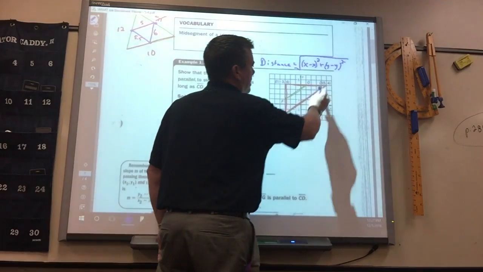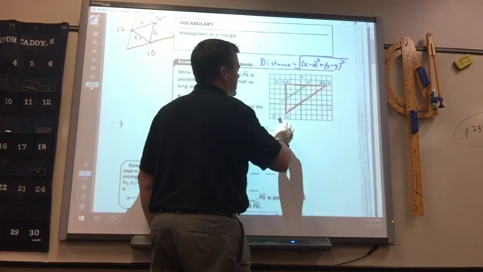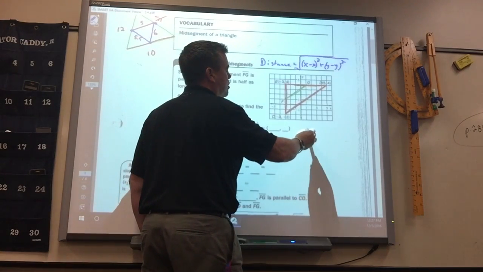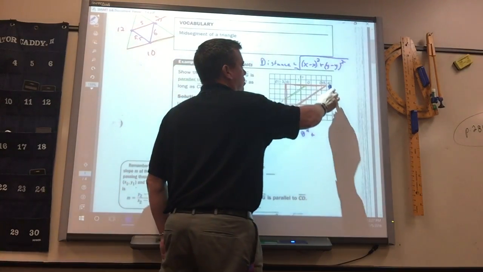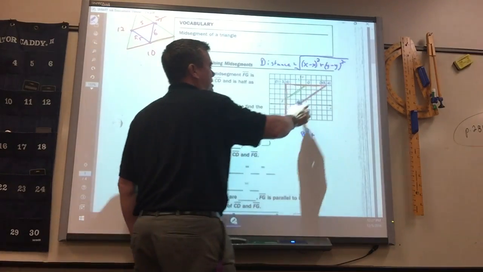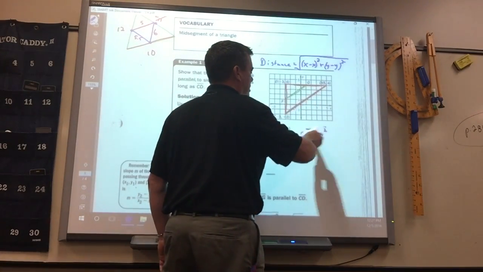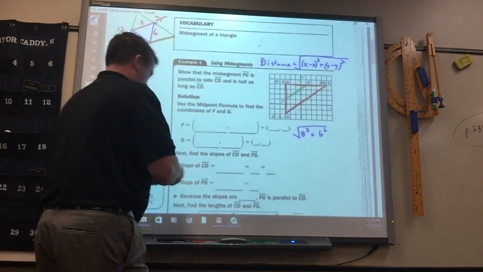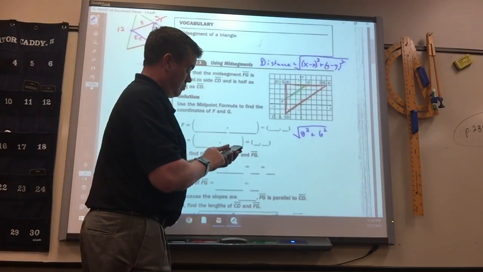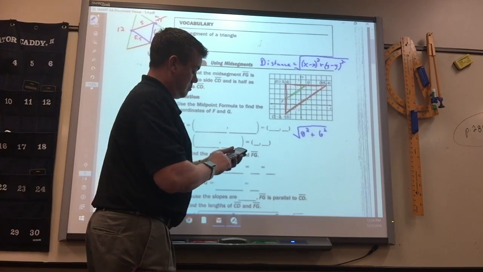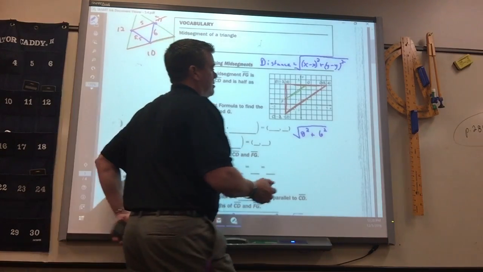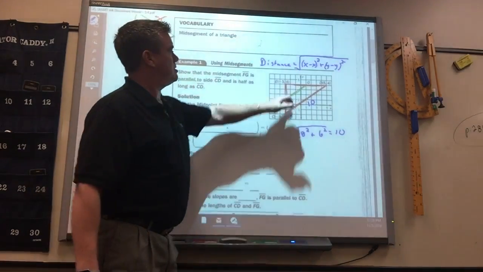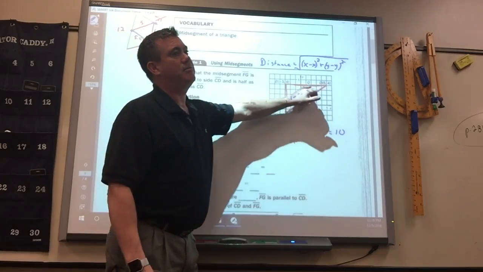So here's the x, that's the y, here's the x, that's the y. So 5 take away -3 is 8 squared, plus y minus y, 4 take away -2 is 6 squared, and you square root that. And it is 10. So that's 10. So when we use the distance formula here, we should get 5.